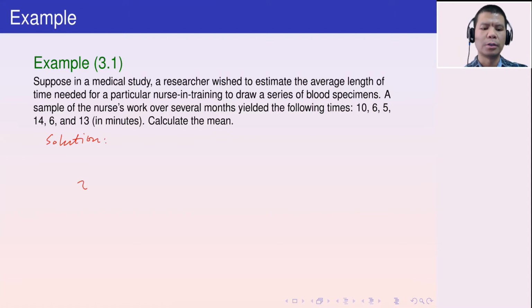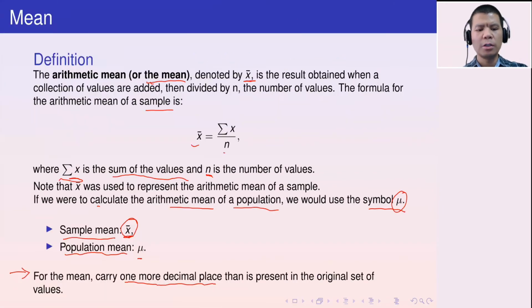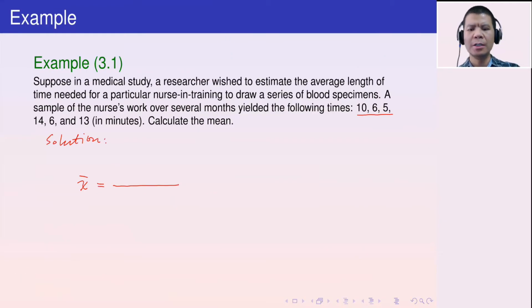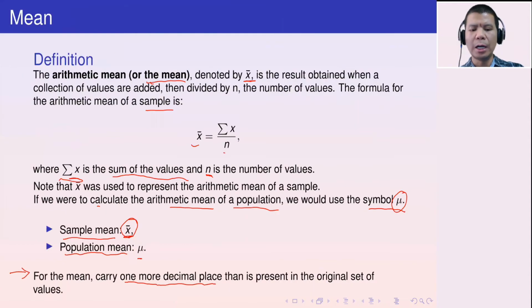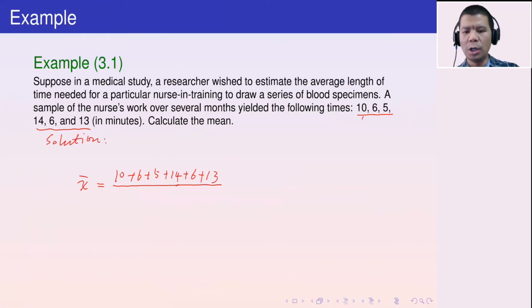So what do we do? x bar equals a ratio. On the numerator is the sum of the values. What are the values here? They are 10, 6, 5, 14, 6, and 13. So we take the summation of these values: 10 plus 6 plus 5 plus 14 plus 6 plus 13, divided by n, the number of values. How many values are here? 1, 2, 3, 4, 5, 6. In total, there are 6 values, so n equals 6.